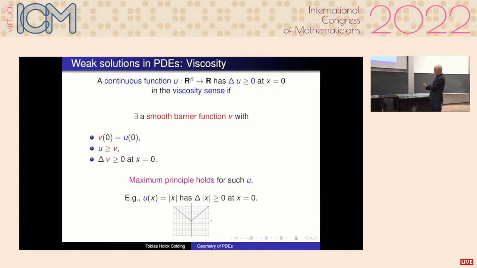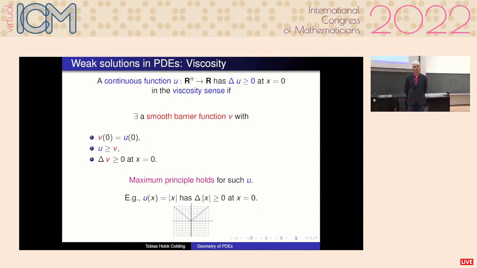Okay. Let me just say a word about viscosity solutions. So viscosity solution is one of two weak solutions that I discussed in the beginning. Another type of weak solutions are solutions in the distribution sense, but here we focus on viscosity solutions. So a viscosity solution is a continuous function that satisfies a PDE in a weak sense. And so here I'm just illustrating it with that. What does it mean for a continuous function to be subharmonic? So a function is just continuous. It doesn't necessarily even have one derivative, let alone two derivatives. So that it is subharmonic in the viscosity sense means that there exists a smooth barrier that lies below it.